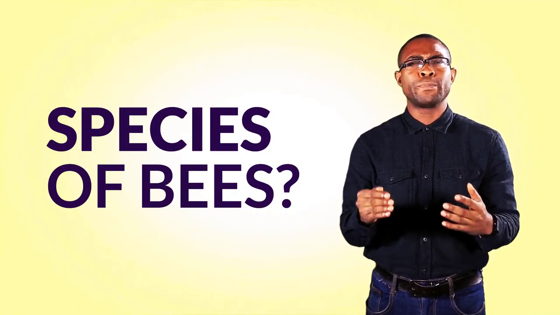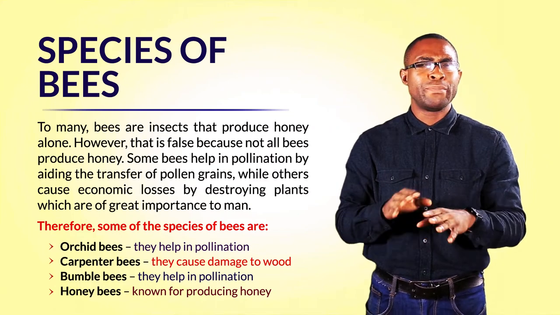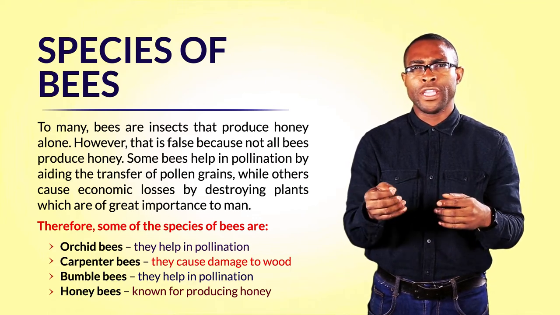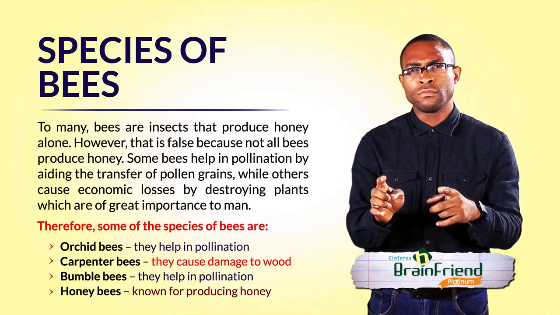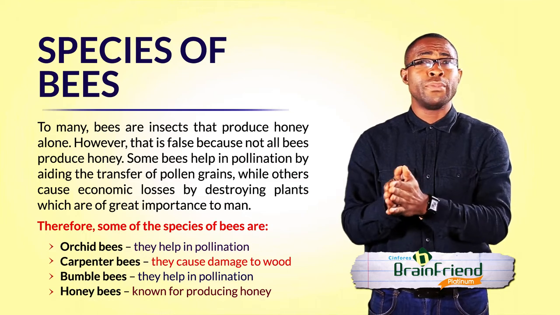Let's go on to look at some of the species of bees that we have. There are numerous species of bees. If we are to look at each one of them, we may not end the class on beekeeping. But for this class, we will look at just four species of bees. Now we have the orchard bees. Now these bees help in pollination. We also have the carpenter bees. The carpenter bees are basically destroyers. They destroy wood. So when they see a dry wood, they go in and then create a narrow opening so that they can live there and then produce. So we call the carpenter bees destroyers.